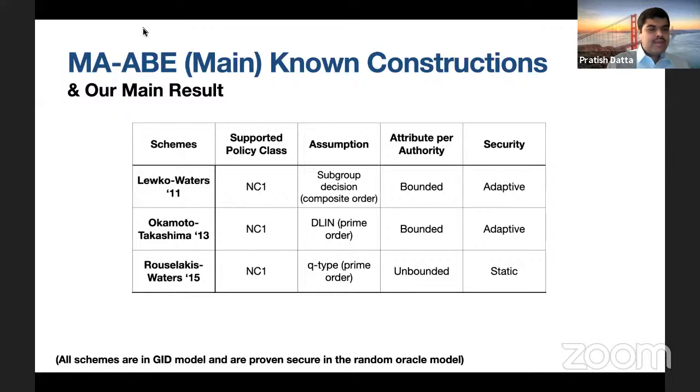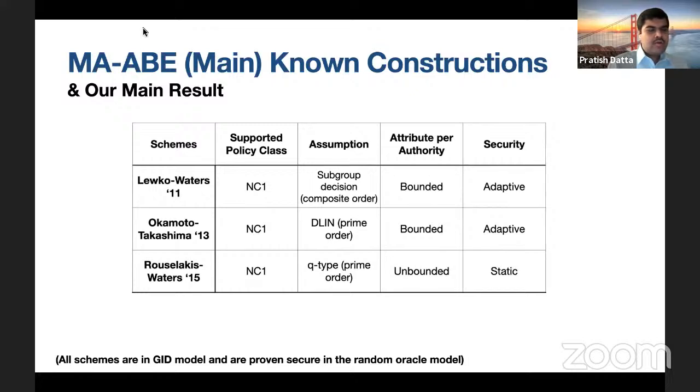So these are the main existing results prior to our work in the area of MAABE. We have the celebrated work of Lewko and Waters 11, who presented an MAABE scheme in the composite order bilinear group setting for NC1 access policies. This scheme is proven secure against adaptive key queries under the subgroup decision assumption. Then later, Okamoto and Takashima translated this scheme into the prime order setting under the D-Link assumption.